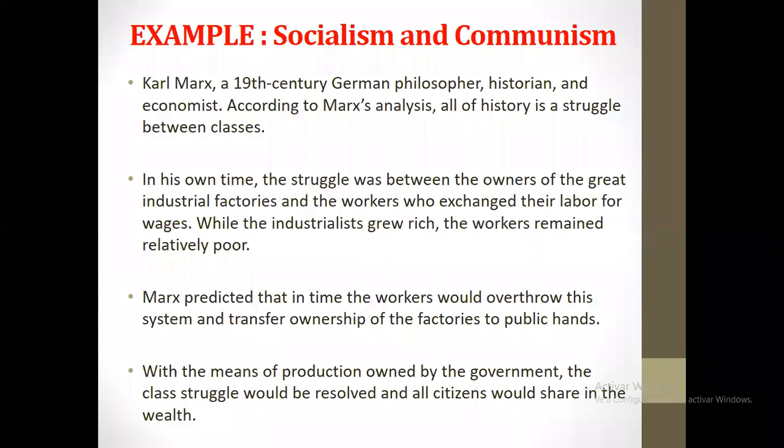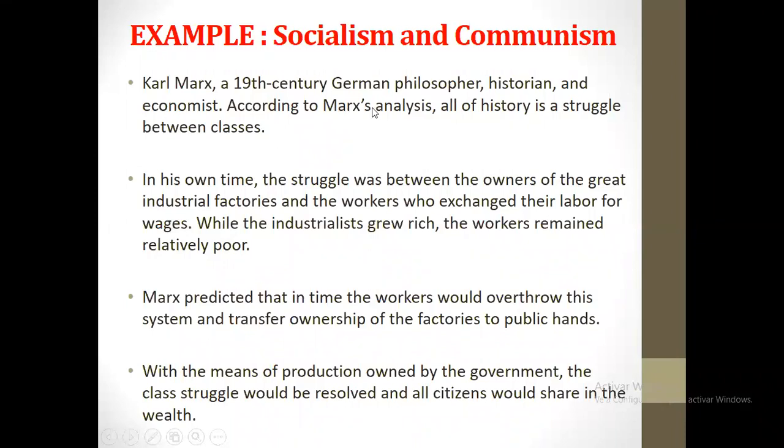Now there's another chart that talks about the difference between socialism and communism. And who's the father of communism? It is this guy, Mr. Marx, Karl Marx, padre del comunismo. Okay. In the 19th century, siglo XIX, he was a German philosopher, historian, and economist.